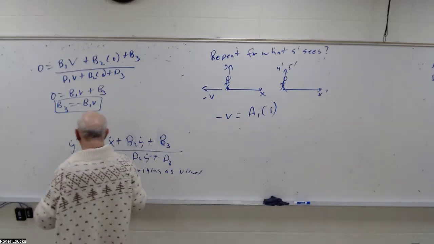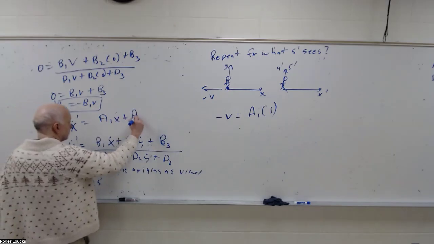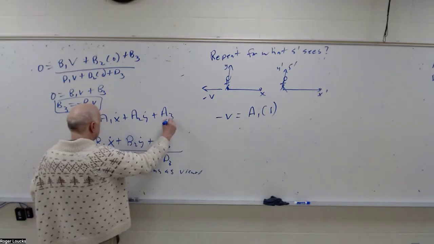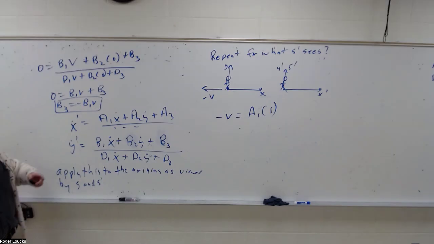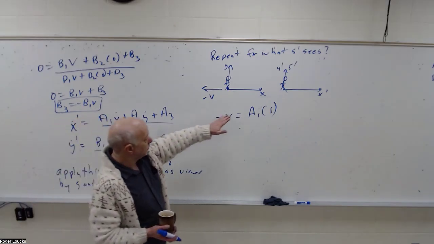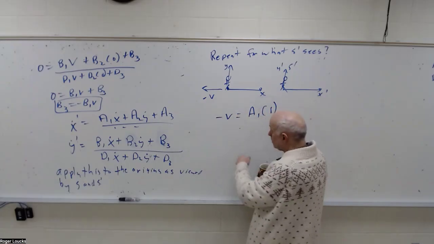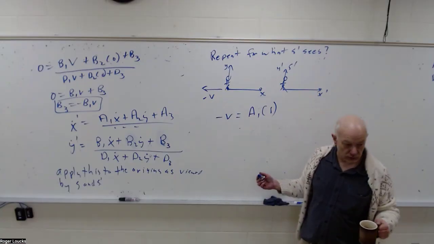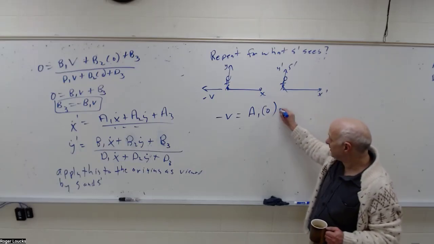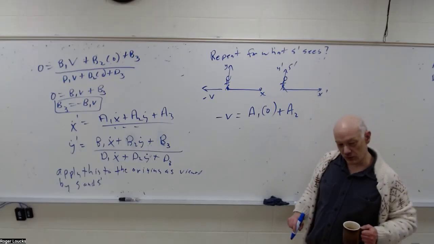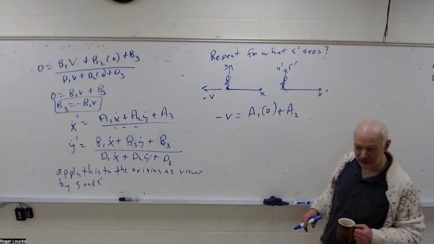Remember, I was forced to erase the block. Okay, so this person is now looking at this origin. This person sees this origin going this way at minus V. But if you live here, what do you think the origin is doing? It's not moving at all, so you get 0 here. That's a 0. Okay.